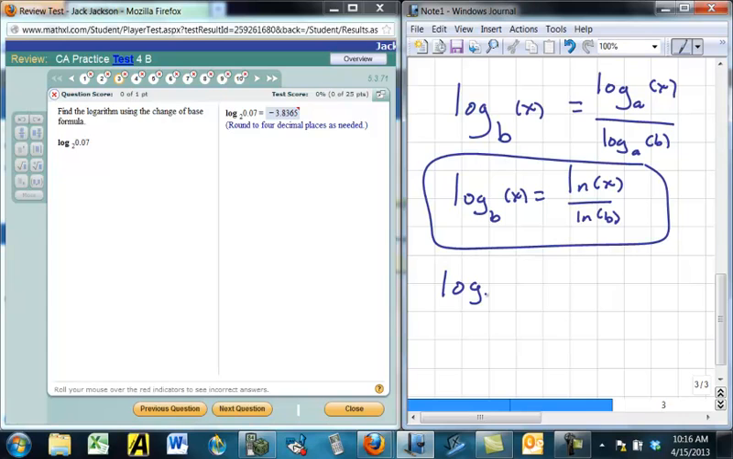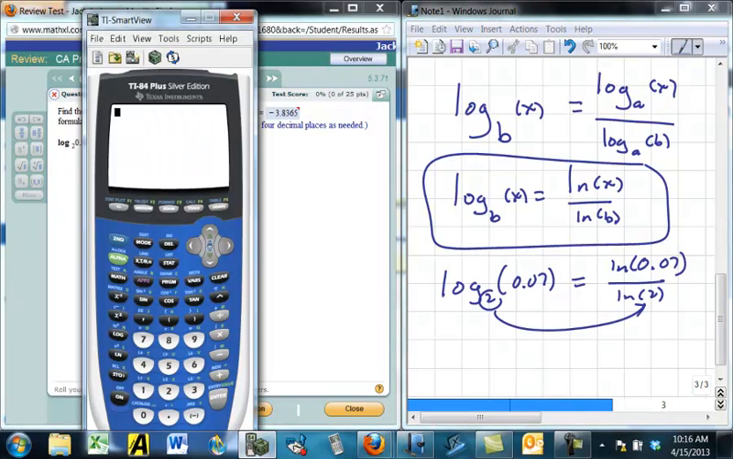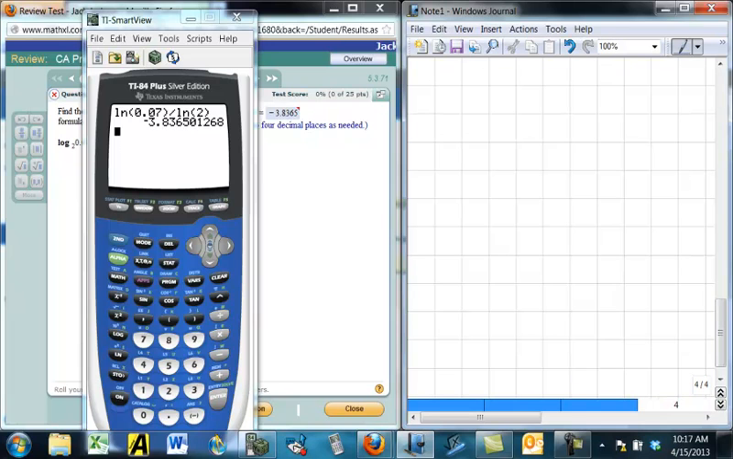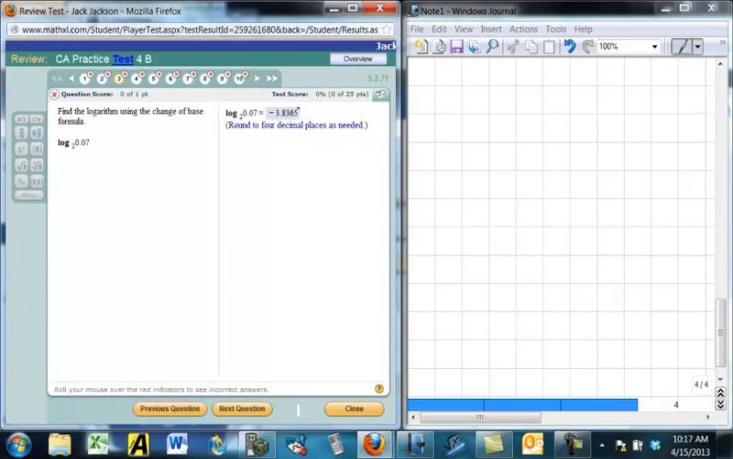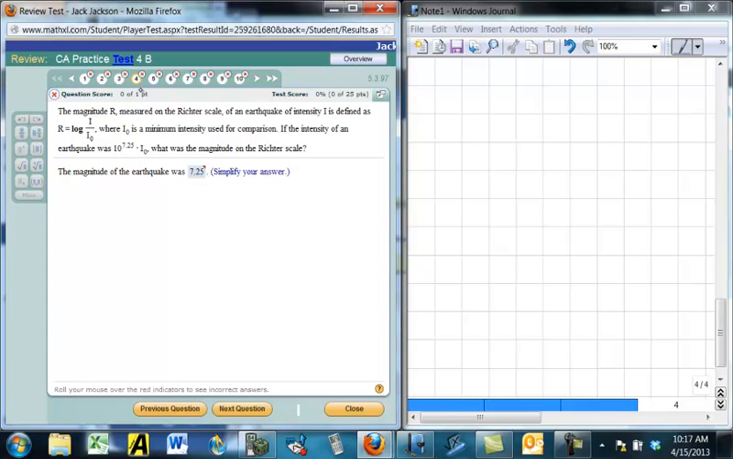So if we have log base 2 of 0.07, that's ln of 0.07, but then you divide by ln of 2. This one's lower, it goes to the bottom. And so we just do that on a calculator. ln of 0.07 divided by ln of 2, and this gives us our decimal approximation, negative 3.8365, which is what they have there when it's rounded to 4 places. Change of base formula. Of course, I derived that in the notes.